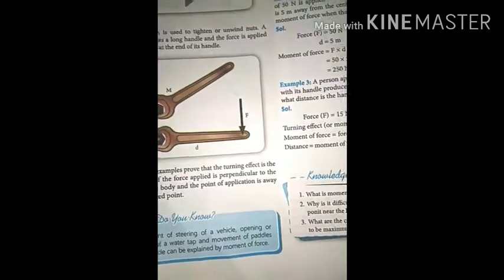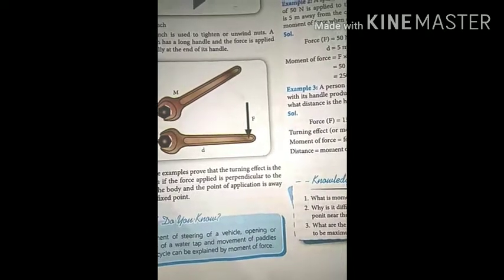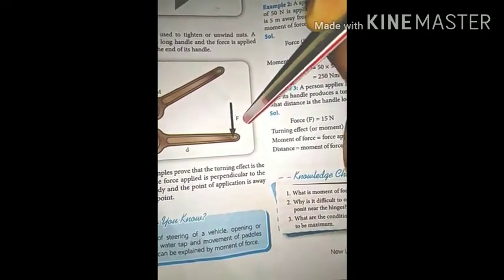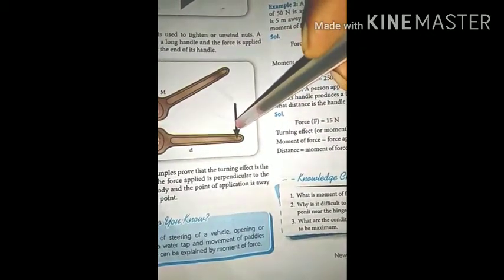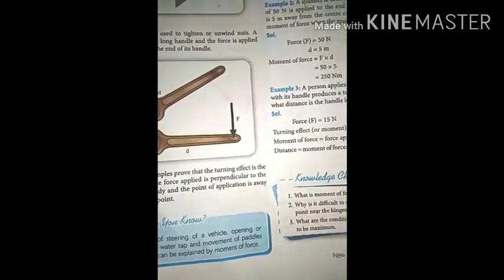Turning effect is the maximum if force applied is perpendicular to the plane of the body. If the force applied is perpendicular to the plane of the body and the point of application is away from the fixed point, if the distance increases, less amount of force is required to produce turning effect.